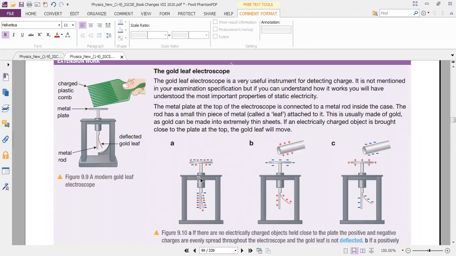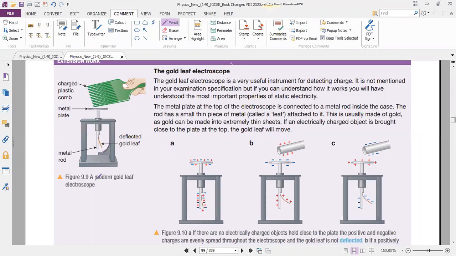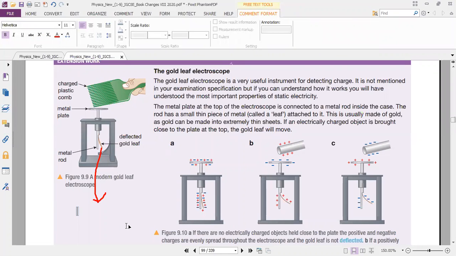Just like this is an electroscope, there is a gold leaf here. Look at the labeling. This is a metal plate. There is the gold leaf. There is the metal rod. The leaf is a very small, thin sheet, just like a leaf, that's why it is called a leaf. It is actually a thin metal sheet, and it is made of gold.